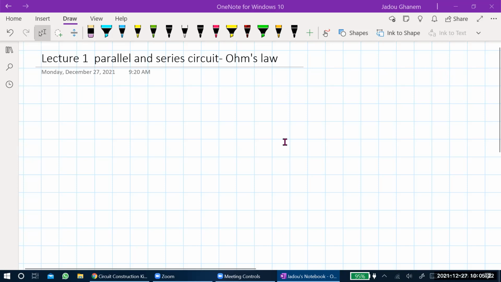Okay. Let me just check your information before I start with my information. Assume that we have this circuit. I will provide a simple circuit right now, and I will just add some lamps.